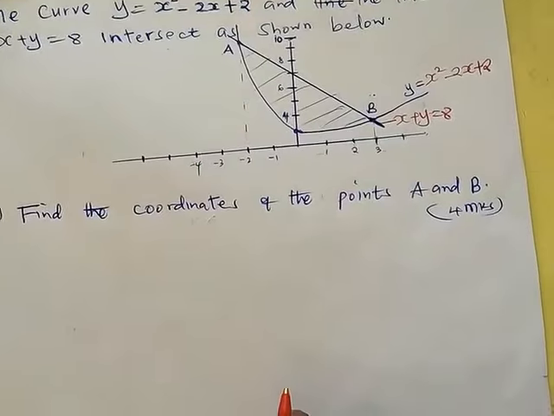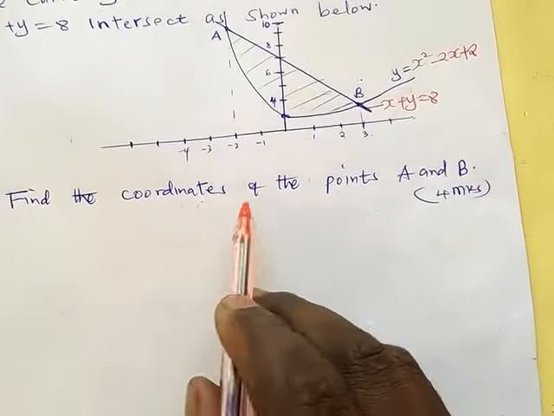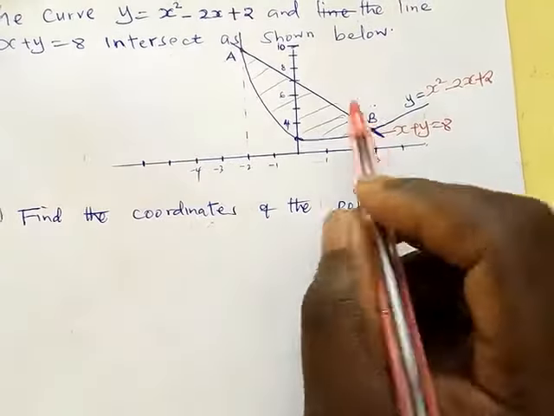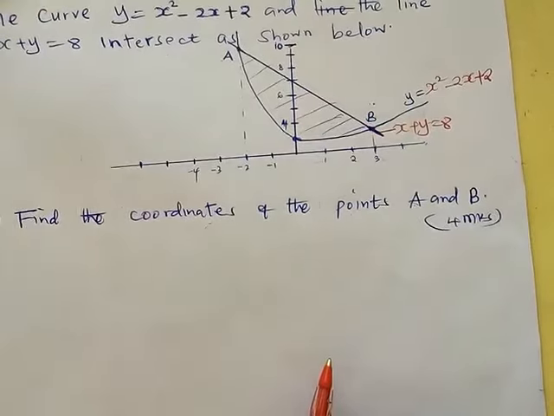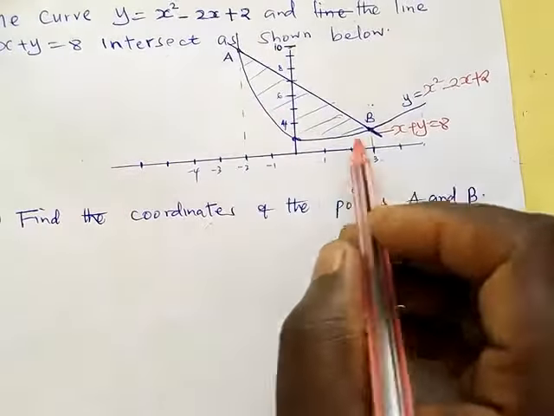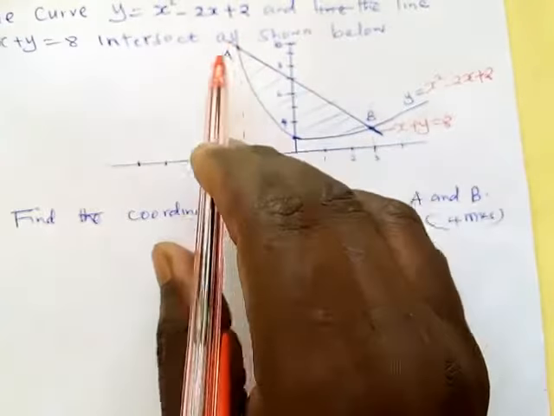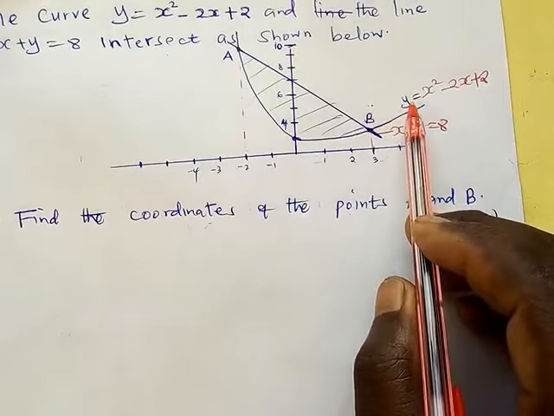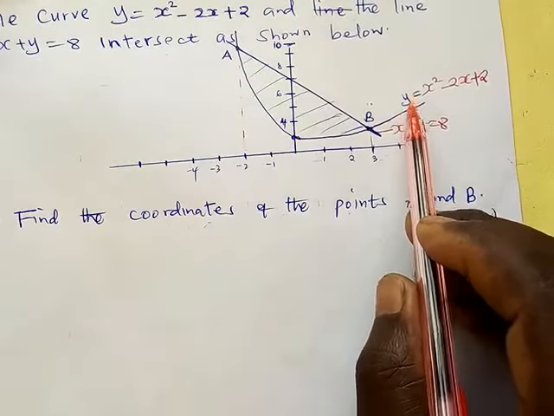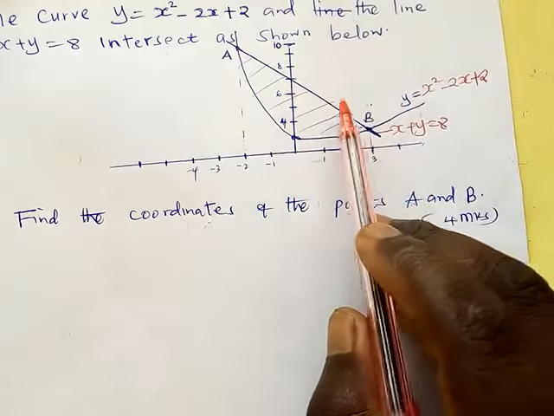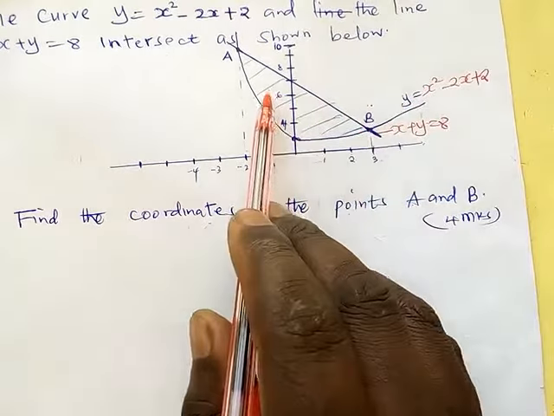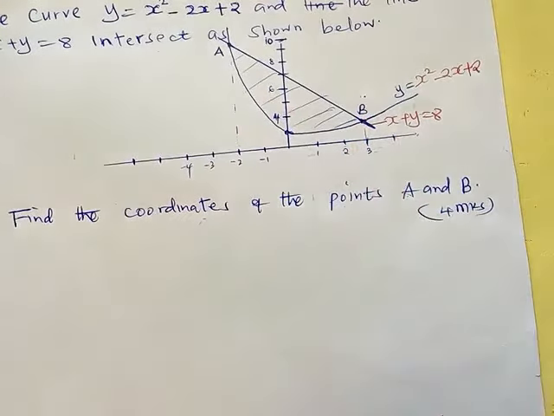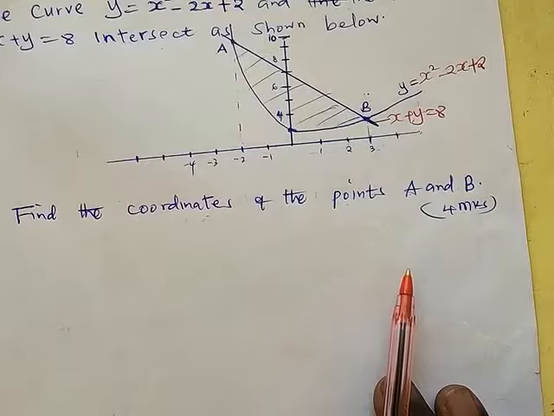So the first question we are asked is: find the coordinates of the points A and B. How do you get the points A and B? It is very simple. We have the equation of the straight line and we have the equation of the curve. So what you do is just equate the two equations. When you equate them, you are going to get the value of x. Once you get the value of x, you are done. So let us do that.